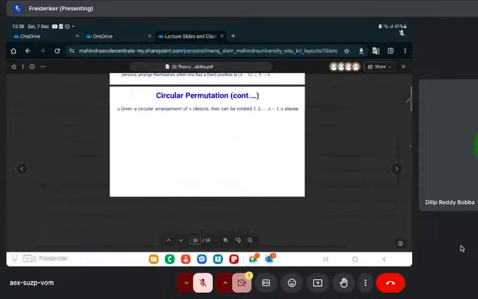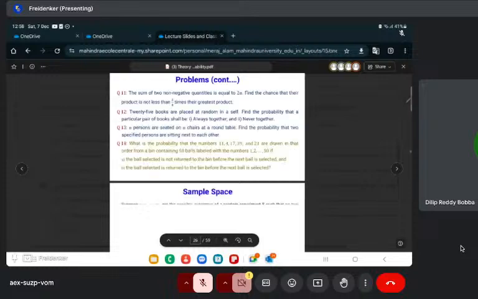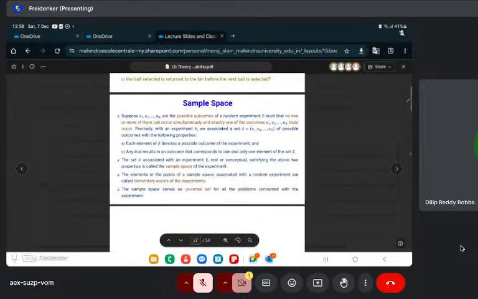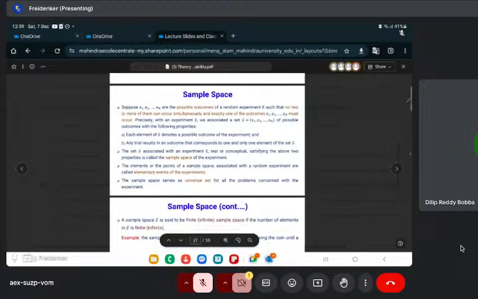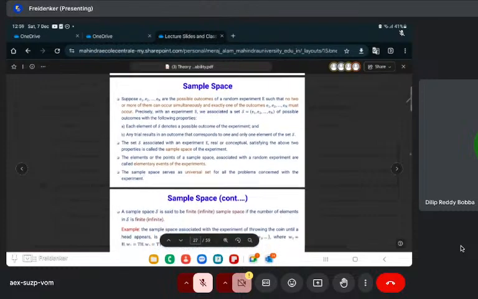So after circular permutation, here what did they put? Sample space. So sample space is just the set of all possible outcomes. That's it. And what do I mean by set? Set is a collection of unique objects. So you wouldn't have two elements representing the same event.